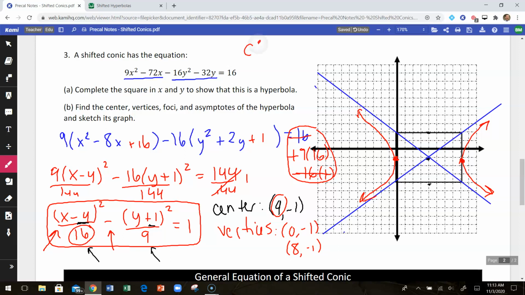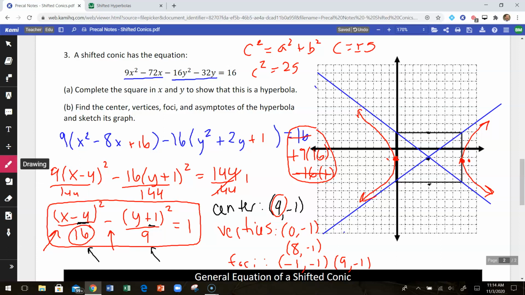The foci, so I'm going to do c squared equals a squared plus b squared. So in this case, I've got 16 plus 9, so c squared equals 25. So c will be plus and minus 5. Now again, that's going to happen to the x coordinate of those. So I'm going to go plus and minus 5 from the 4, which would give us -1, -1, and 9, -1. And you would see that it would just be 1 unit in from where we have those points of our vertices.